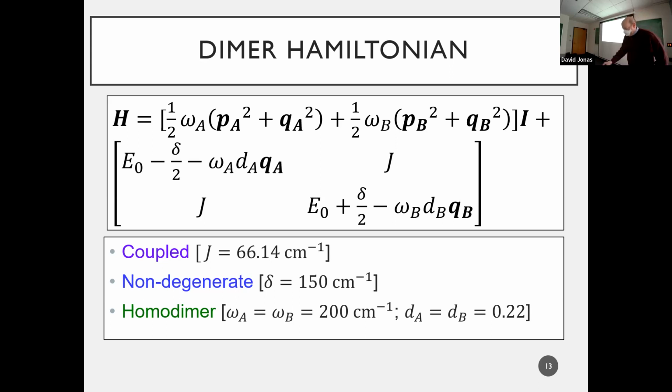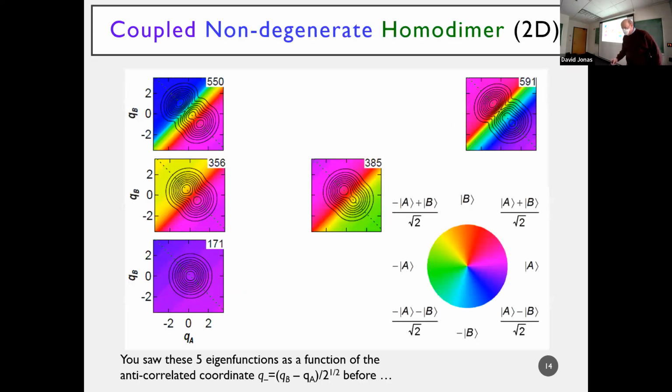Okay, so we have a coupled, non-degenerate homodimer, because they're both chlorophylls, so they're going to be the same. And that's what gives me those states, except before I only showed you one of their vibrational degrees of freedom, and you saw that each molecule is able to vibrate. So now we're going to look at this in the space where each of the molecules can vibrate. And what you see is that what we were looking at before was the anti-correlated vibration, where one molecule is stretching while the other one is contracting, and vice versa.